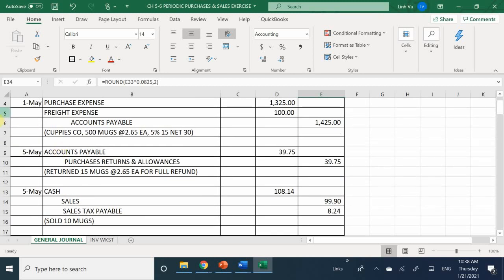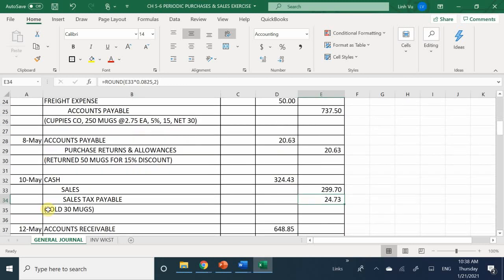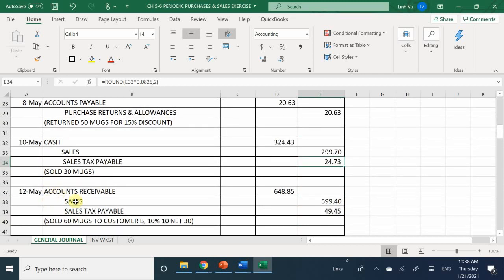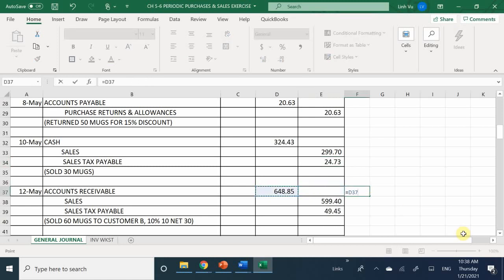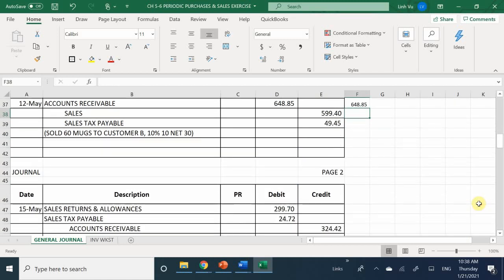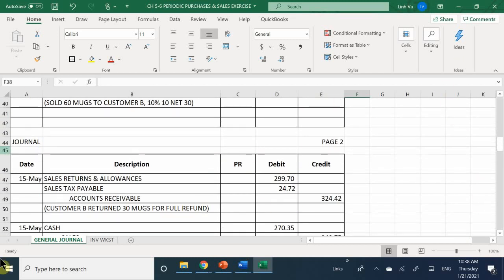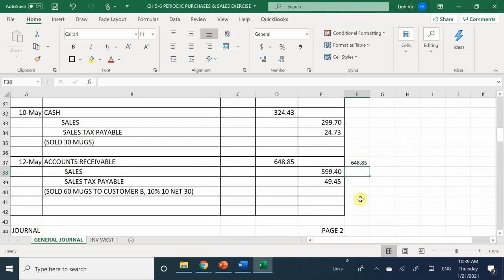So if we originally started off on May 10, or sorry, May 12th, he originally purchased for 648.85. That's the original amount that he owes us. Okay? Now, he made a return a couple days later. He returned half the amount. So we actually reduced his accounts receivable by $324.42.